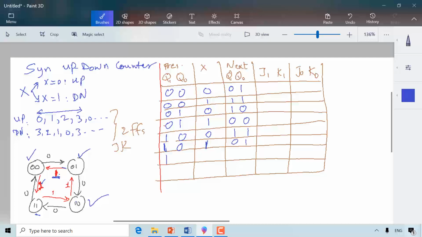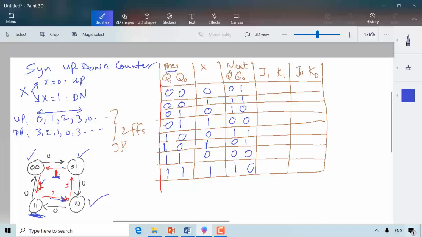If I'm in state 1, 1, which is this one here, and I get an input of 0, I go to 0, 0. And if I have a present state of 1, 1 and an X of 1, I'll go back to 1, 0. Okay, now I need the inputs.